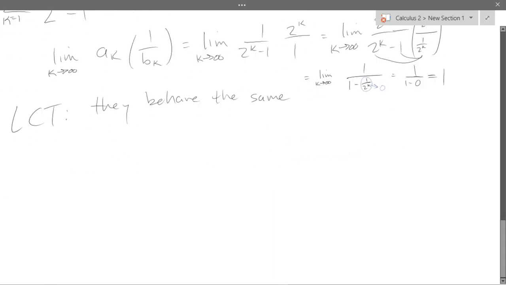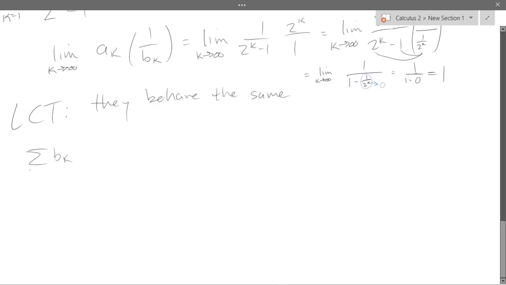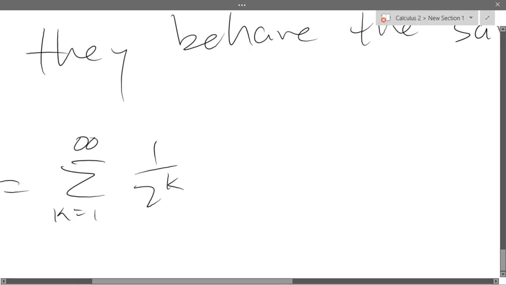What can I say about summation b_k? So that's 1 over 2 to the k. All right, is that a p-series? Nope. It looks like a p-series, but p really just corresponds to the exponent. In a p-series, the exponent is constant and the base changes. So here, we have an exponent changing with a constant base. So not a p-series, even though it sort of looks like it.